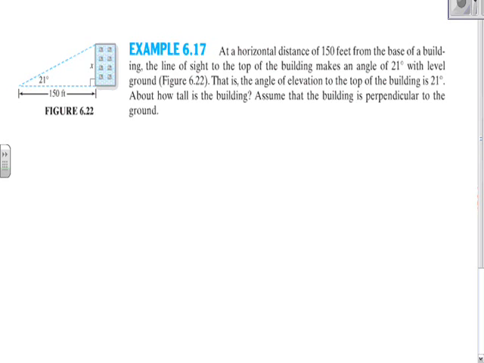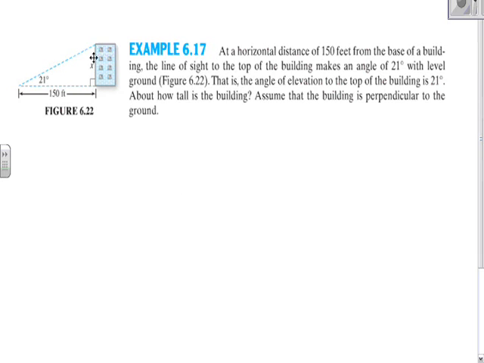We can use trigonometry to measure objects indirectly. For example, if we measure the angle looking up to the top of a building, and we know how far away you're standing from the building to create that angle, you can calculate the height. So if the angle of elevation is 21 degrees, we can find the height knowing that we're 150 feet away.